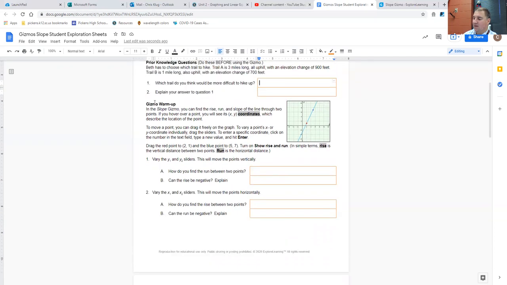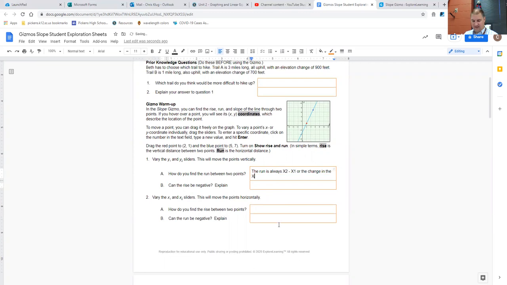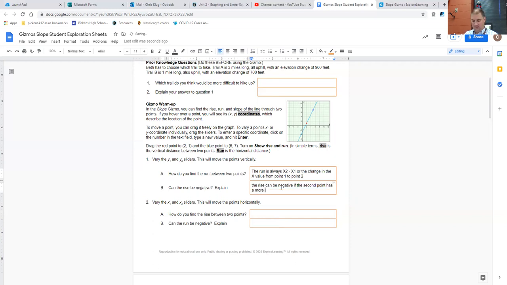For the warm-up, in the Gizmo warm-up here, after moving these points and moving the sliders, really what you should be saying is, how do you find the run between two points? The run is always x2 minus x1, or the change in the x value from point 1 to point 2. Okay. Can the rise be negative? The rise can be negative if the second point has a more negative y than the first point. So for instance, 10 to 7 would give you a negative rise.